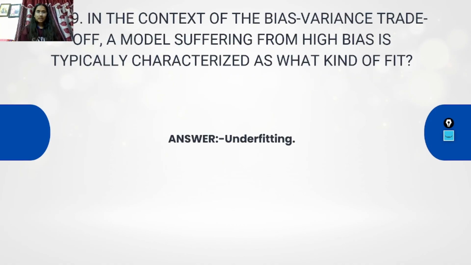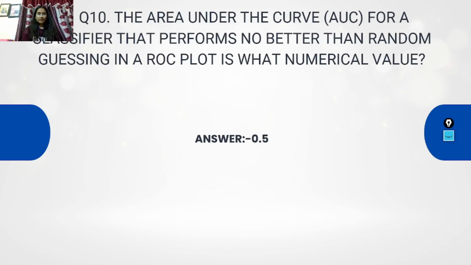Moving ahead with the next question, in the context of the bias variance trade-off, a model suffering from high bias is typically characterized as what kind of fit? So basically in question number 9, a model with high bias is too simple and fails to capture patterns in data. So we call this situation underfitting.